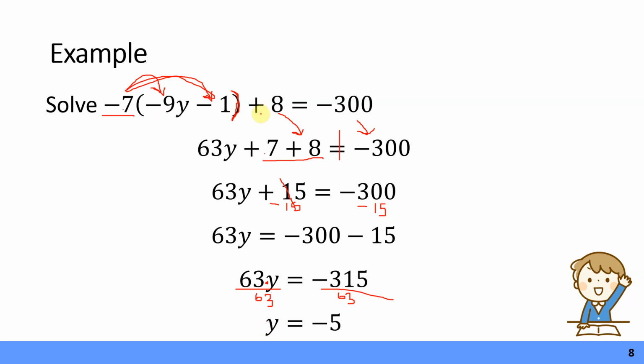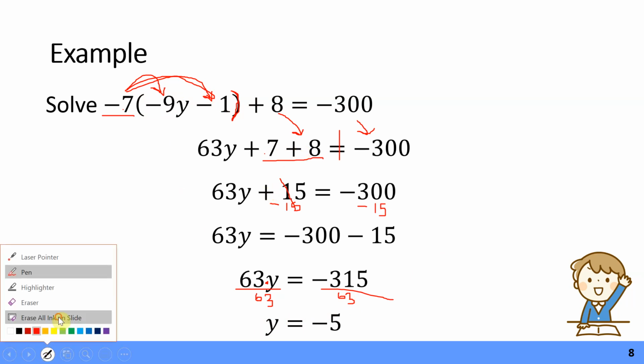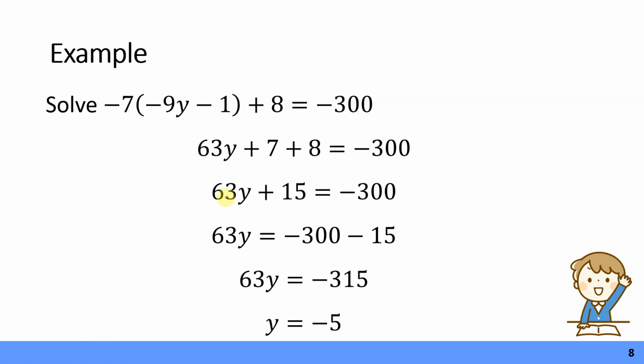So just make sure you're following the steps in order because that's always going to be important. Get rid of the parentheses, combine like terms if possible. In this little step right here, please do not get rid of the 63 first, right? We had to get rid of the 15 because that's farther away from the y. Get rid of that first, and then you could get rid of the 63. So make sure you follow the order correctly.